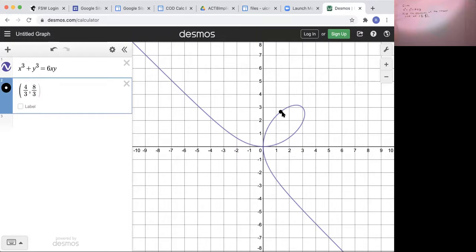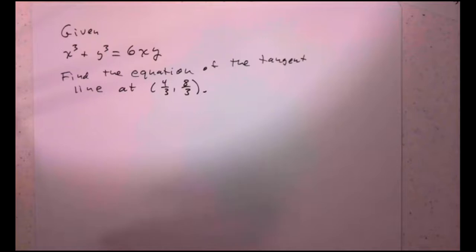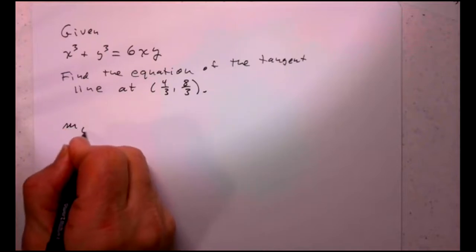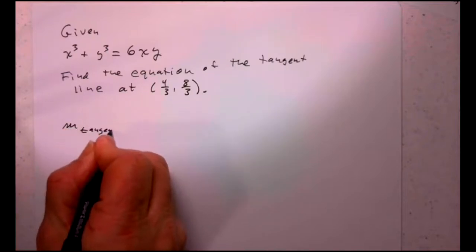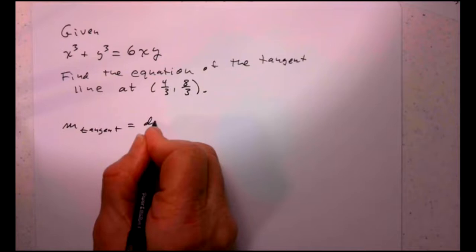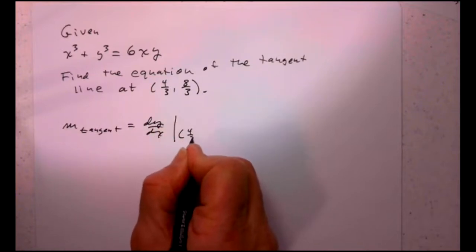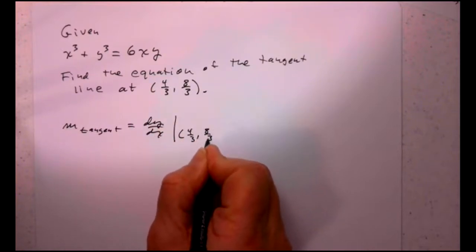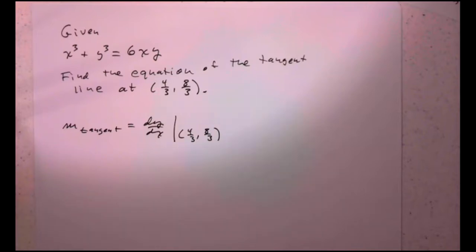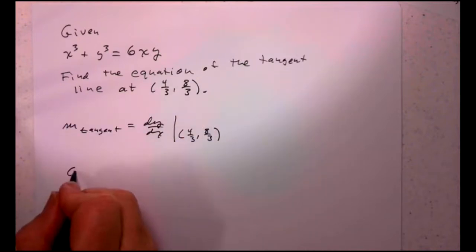The derivative typically represents that. The slope is change in y over change in x. The slope of the tangent will be dy/dx at the point 4/3, 8/3, if I can use this notation. So I need to determine what dy/dx is. That's my goal. Given that equation, the first thing I need to do is find dy/dx.